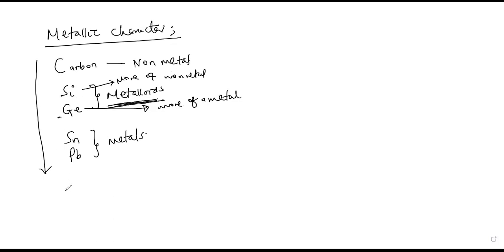Then tin and lead. Tin and lead are metals, but weakly electropositive metals. Lead is much more metallic compared to tin. Now, this one should take us to bonding. When we talk about bonding, you look at carbon itself.